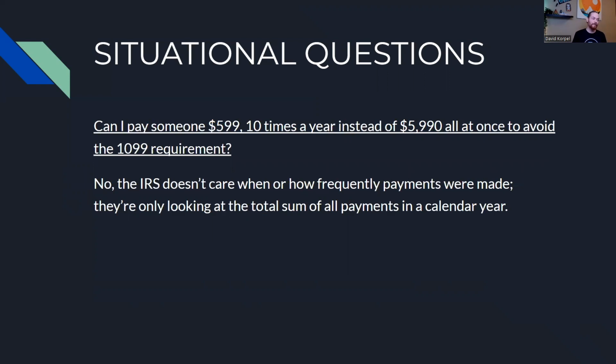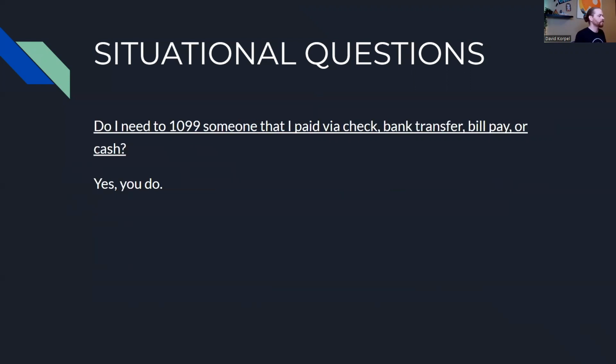Can I just pay somebody $599 10 times a year to avoid the 1099 requirement? That's a good thought, but no, unfortunately, it's a total of the entire year. So it doesn't matter if you're trying to stay under the limits of the $600 requirement. The IRS could care less about how many times or how frequently they were paid. They're just looking at that full calendar year and what the total payments made were.